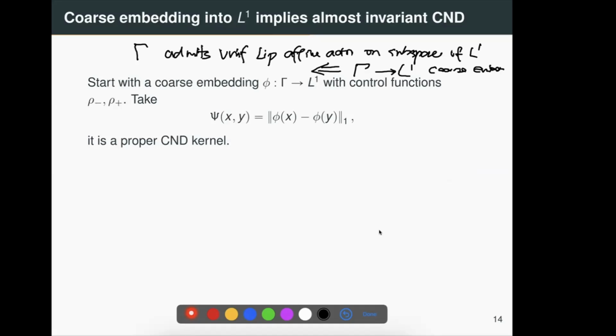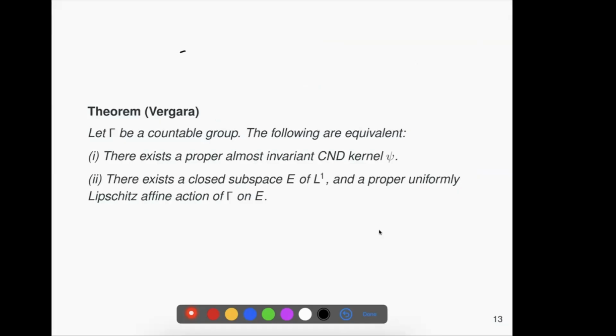It amounts to a subordination argument. It's quite simple. Let's start by taking a coarse embedding. It comes with control functions. So we have this phi, a coarse embedding into L1, and then this distance is controlled from above and below by the original distance. Then we use a theorem of Vergara that he proved in earlier work. He showed that in order to have a proper uniformly Lipschitz affine action on a subspace of L1, all you need is to find a proper almost invariant CND kernel.